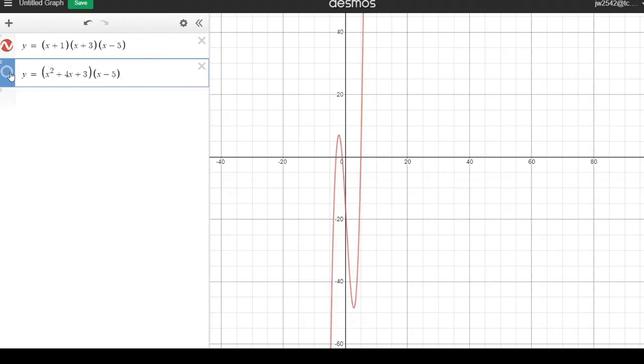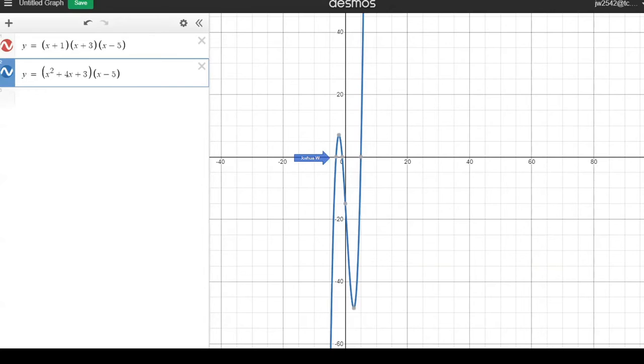So if I multiply the first 2 factors, then this is the exact same equation. All I did was I did FOIL. I took the first factor and the second factor, I multiplied it. So that's this blue line. Every single point is the same, and the roots are the same. If I hover over them, -3, -1, and 5, and done.